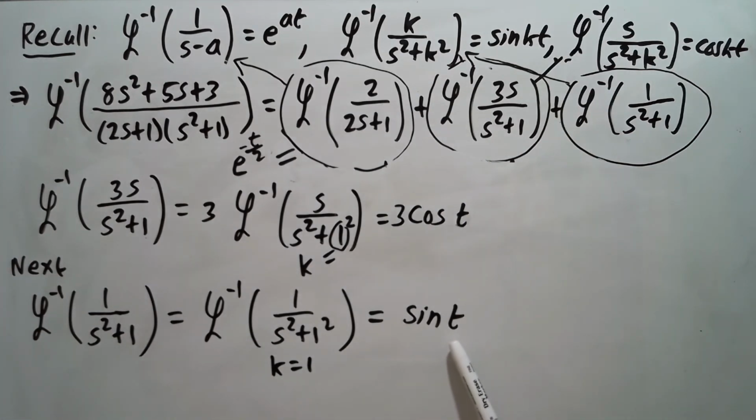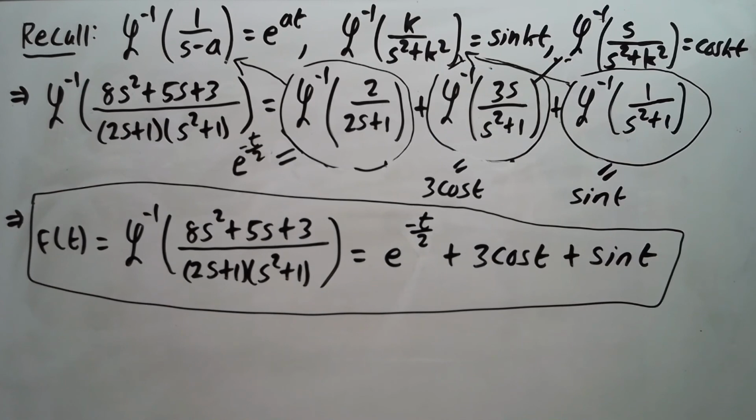Okay, so let's write our final answer now. Let me erase a few things and we'll write it. Our f of t function will be e to the minus t over 2 plus 3 cosine of t plus sine t. Okay, so we're done. Let's leave it there.